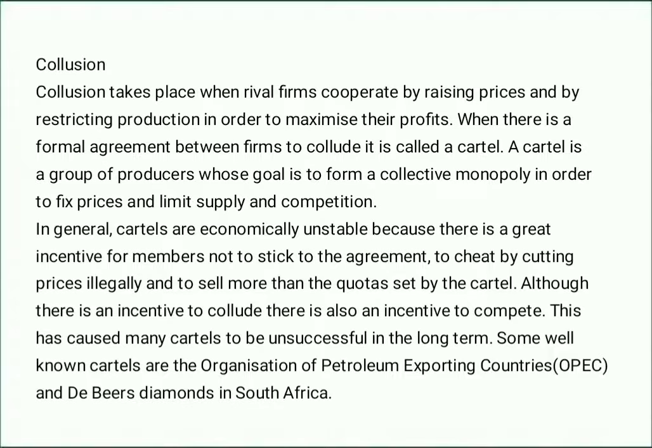So now we are going to collusion. Collusion takes place when rival firms cooperate by raising prices and by restricting production in order to maximize their profits. When there is a formal agreement between firms to collude, it is called a cartel, as I've explained in the terms and definitions. A cartel is a group of producers whose goal is to form a collective monopoly in order to fix prices and limit supply and competition.